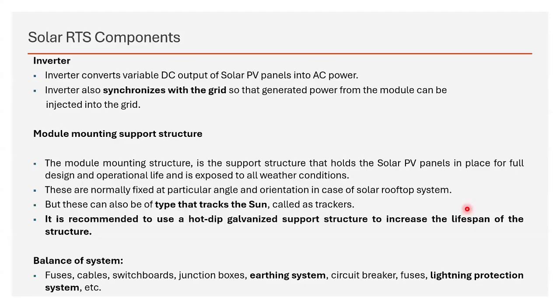Normally, hot dip galvanized support structures are used to form this mounting support structure. And nowadays, extruded aluminium is much more popular because it is not susceptible to corrosion. And this support structure normally mounts a tracking mechanism, which I will show when going through one YouTube video I have. And balance of system consists of fuses, cables, switchboard, junction box, and most important, the lightning protection system and earthing system. We will cover this in future slides.